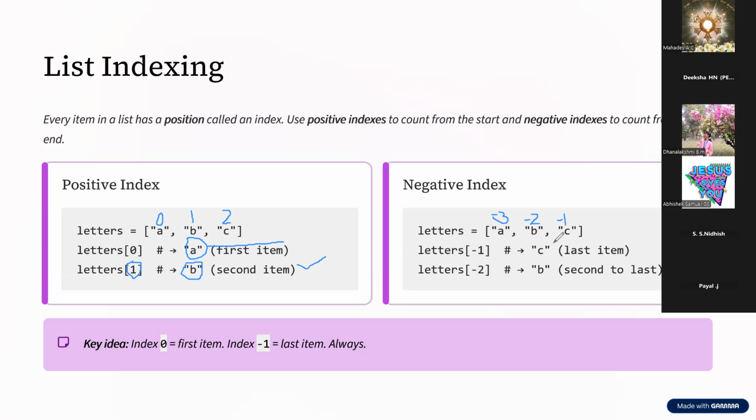So in the code, we can see that letters[-1] gives the output C, because -1 is the position number of the element C. And in the second line, the same thing, it's going to print B. So any doubts here? No doubts. Okay, we'll proceed forward.